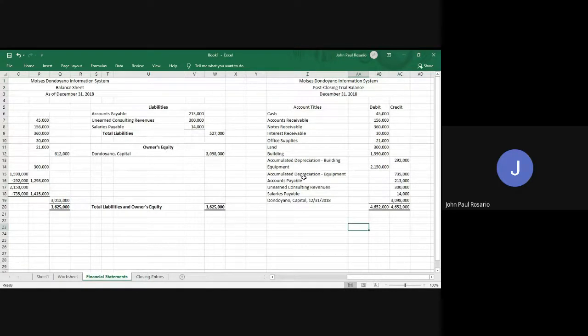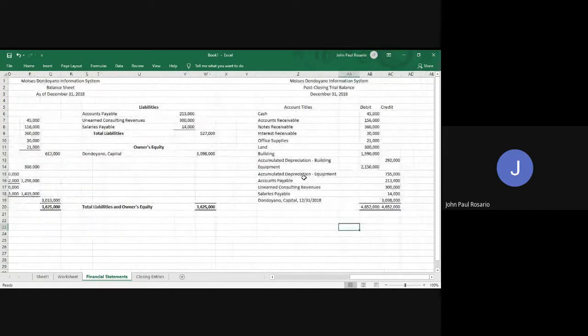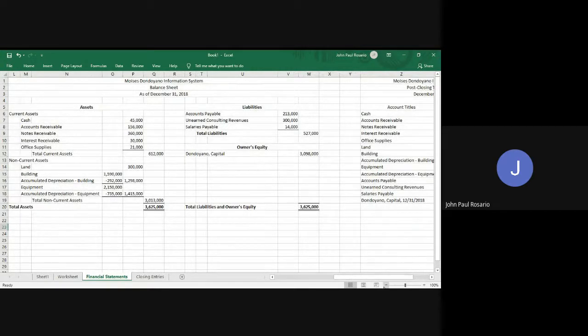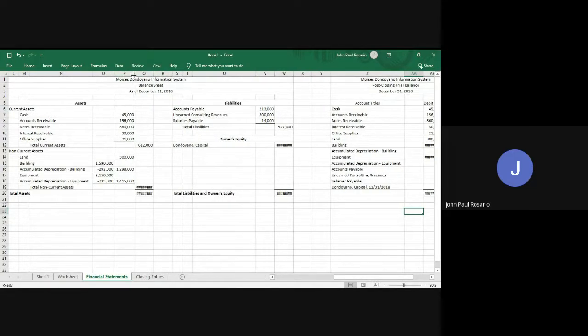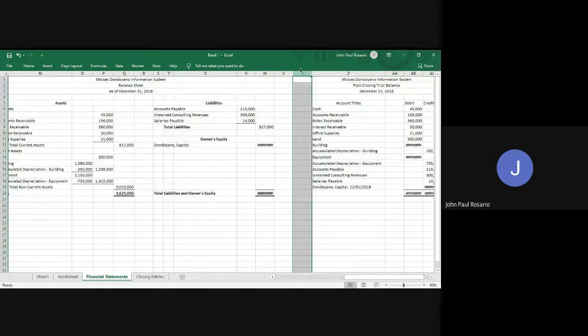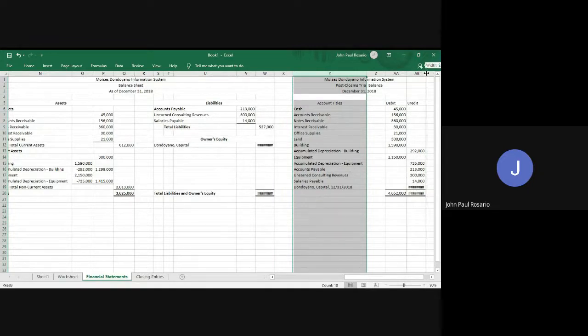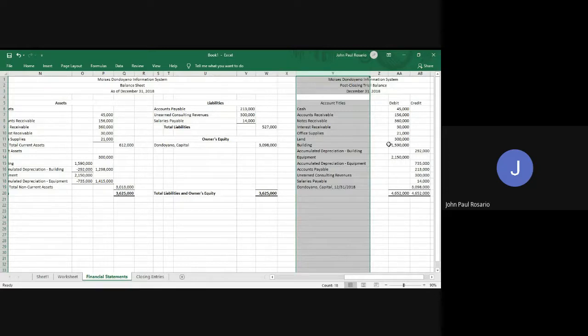So as you can see, guys, it's simply just a copy of your balance sheet. So: cash, accounts receivable, notes receivable, interest receivable, office supplies, your land, your building, accumulated depreciation, your equipment, accumulated depreciation, and then your accounts payable, your unearned consulting revenues, your salaries payable, and your adjusted capital.